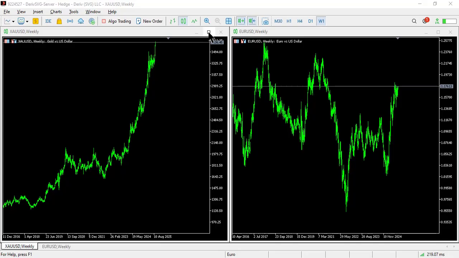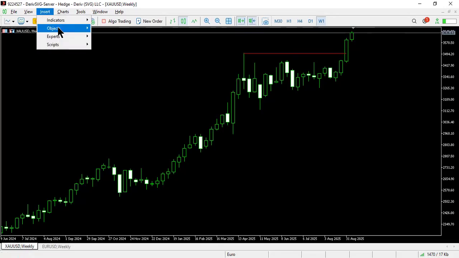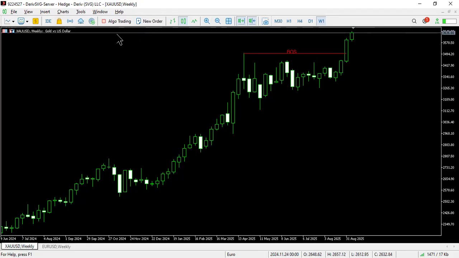We always begin our analysis on the weekly time frame. As you can see, gold is very, very bullish. Gold was ranging, however, we've just broken a new high on the weekly time frame. So that is a break of structure.